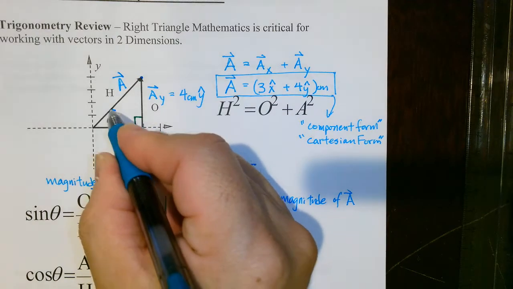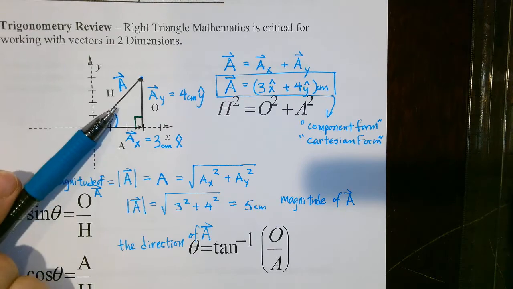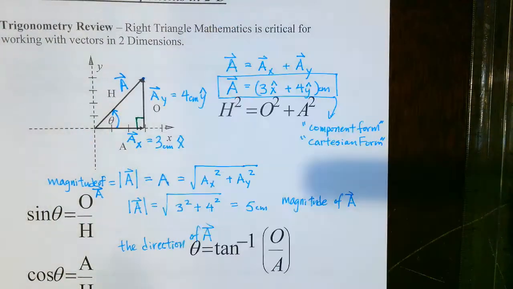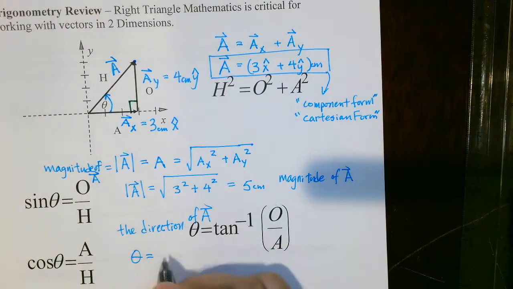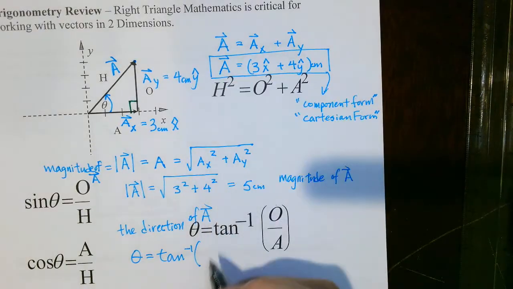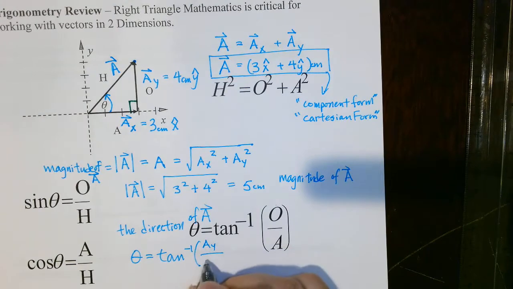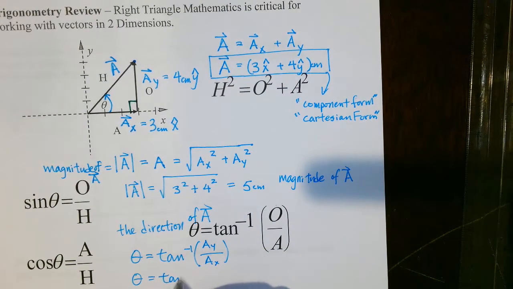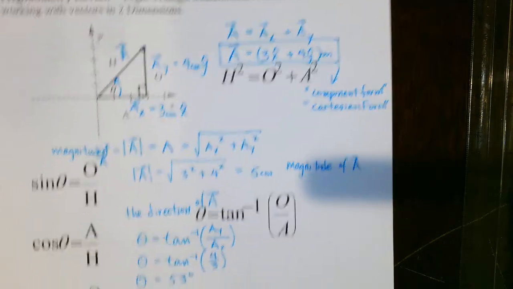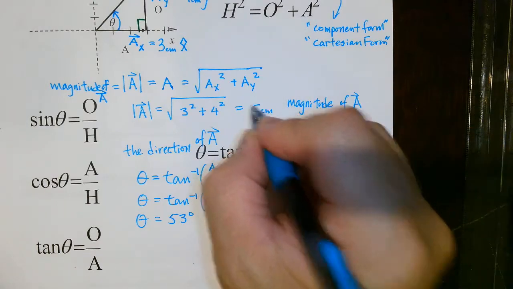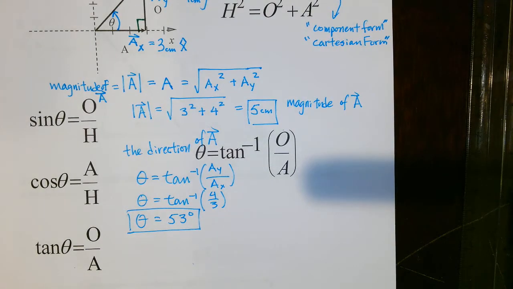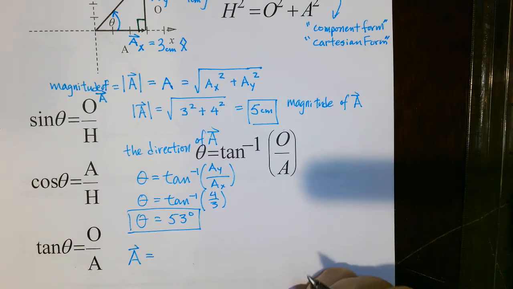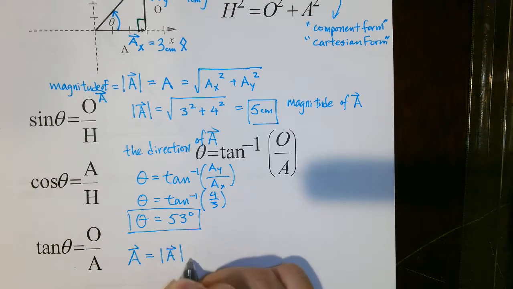So if I can find this angle so that I could show you the bearing of which way you should go 5 centimeters, there's only going to be one unique position. To find that angle, theta, we have to use trig, so tan inverse of the opposite, which is AY, over adjacent, which is AX. So tan inverse of 4 over 3, and you should get something close to 53 degrees if your calculator is in degree mode. So now I have two things. I have the magnitude of A, and I have now the direction of A. Therefore, my A vector can be written as the magnitude of A, comma, theta.